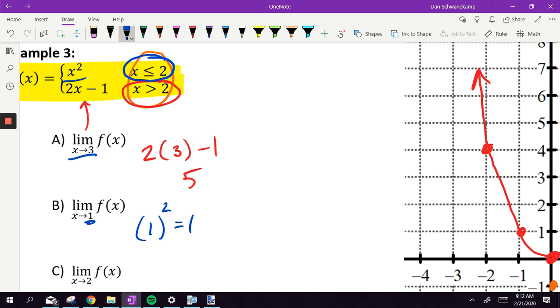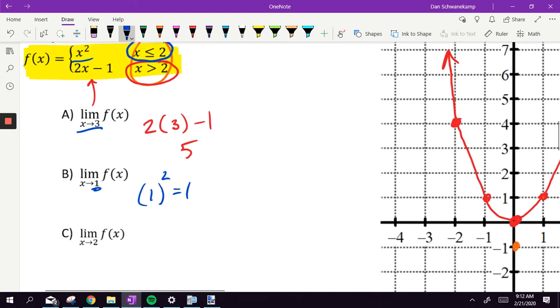So we didn't have to look at 2 equations. But because this one, the values to the left and the right fall into 2 different equations, we need to do both. So I need to find the limit as x approaches 2 from the left, and I need to find the limit as x approaches 2 from the right. That's what I need to do here.